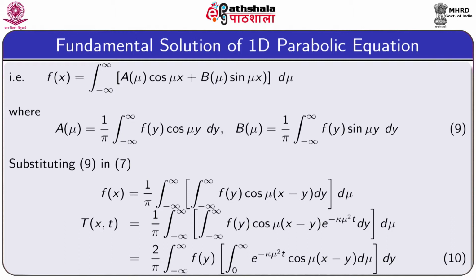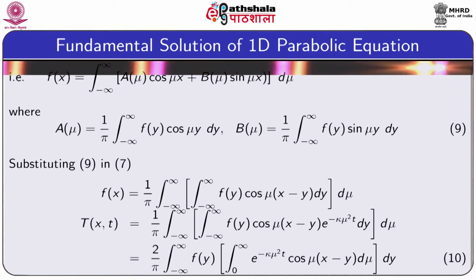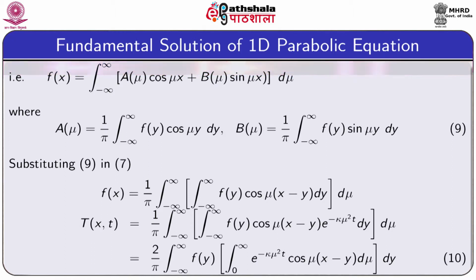Now, if we substitute 10 in 7, we get f(x) equals 1 by pi integration 0 to infinity, minus infinity to plus infinity, f(y) cos mu (x minus y) dy d mu. So, the general solution for capital T is T equals 1 by pi integration 0 to infinity, minus infinity to plus infinity, f(y) cos mu (x minus y) e to the power minus kappa mu square t dy d mu.